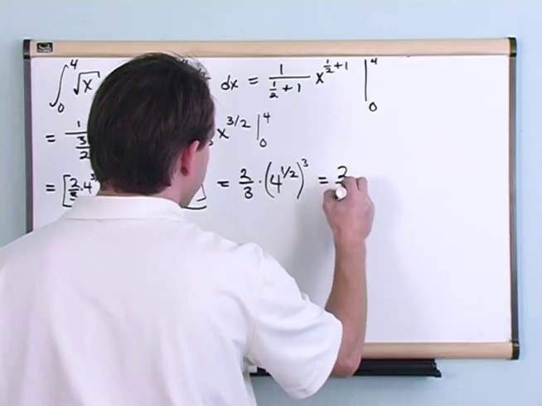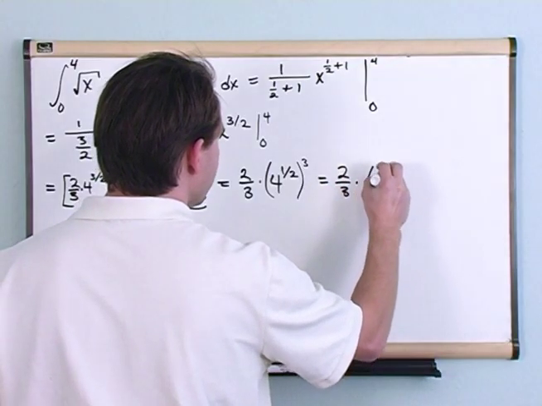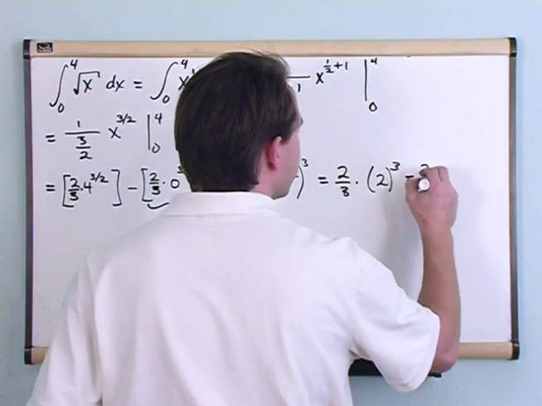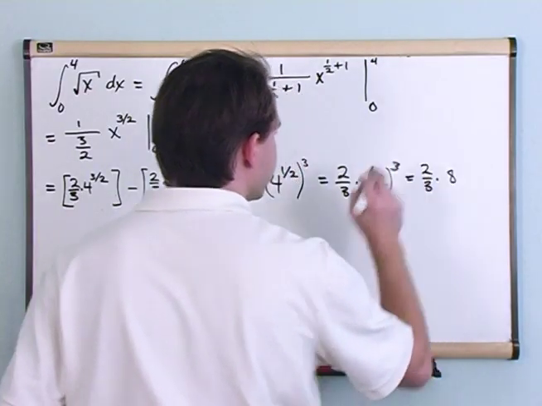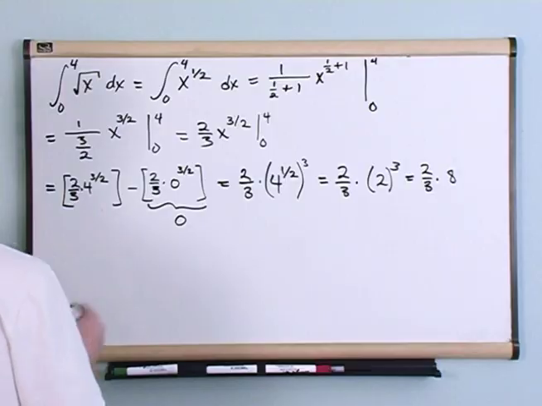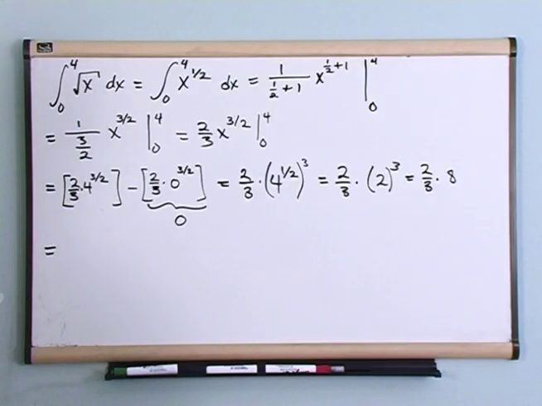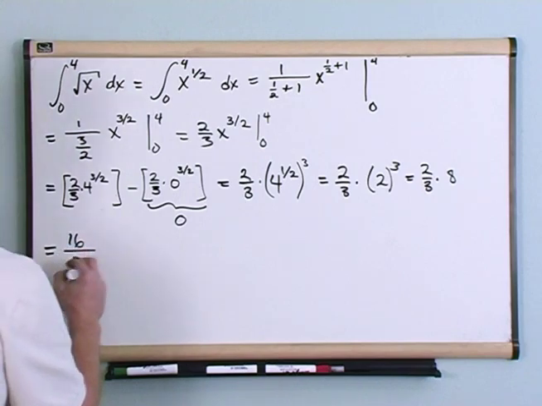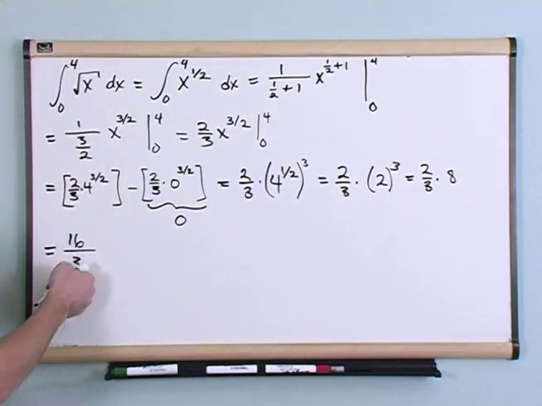This is going to be 2/3 times 2 to the 3rd power, okay, which is 2/3 times 8, because 2 raised to the 3rd power is 8. And so finally what you'll end up with is 16 over 3. 8 times 2 is 16, all divided by 3. So your answer would be 16 over 3.